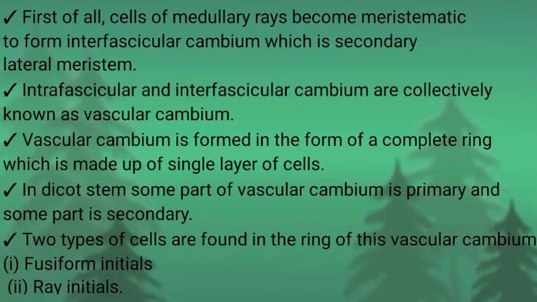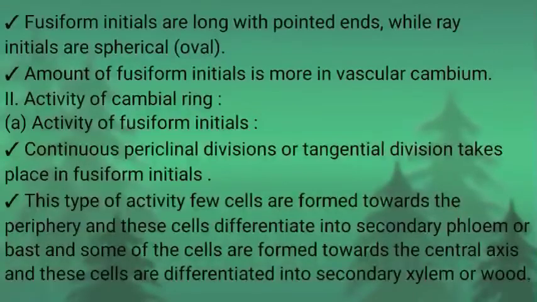Two types of cells are found in the ring of this vascular cambium. One is fusiform initials and the second one is ray initials. Fusiform initials are long with pointed ends while ray initials are spherical or oval. The amount of fusiform initials is more in vascular cambium.